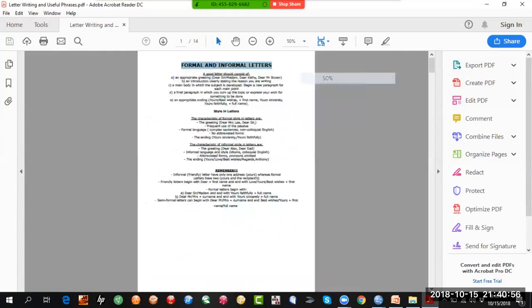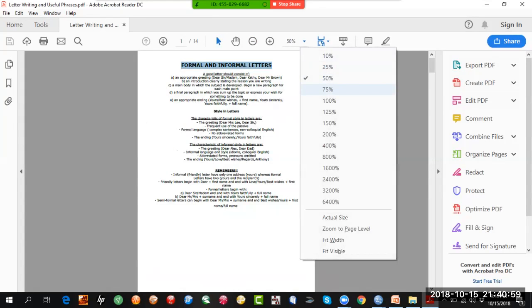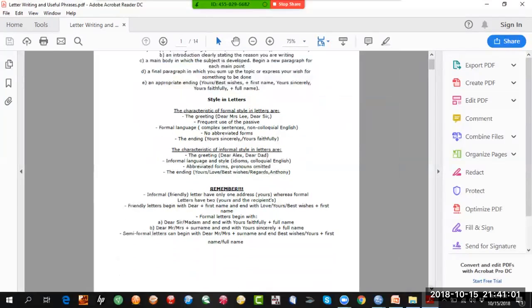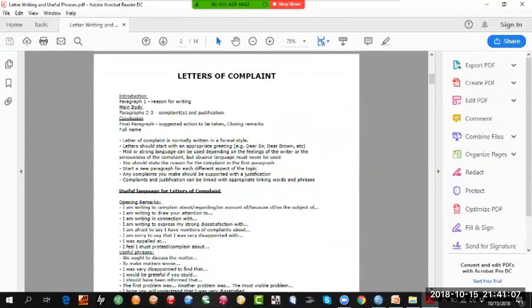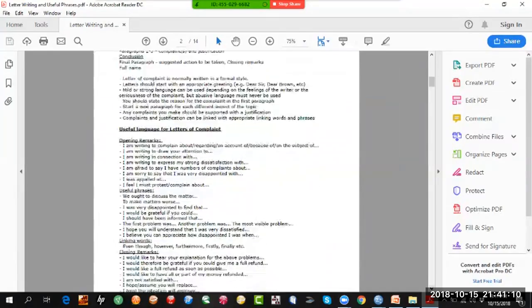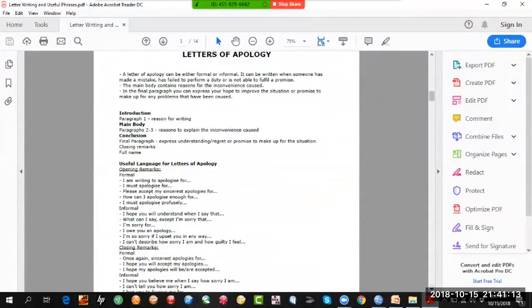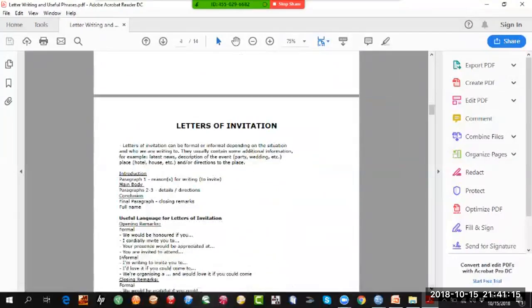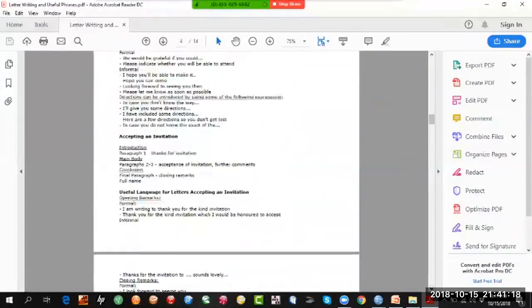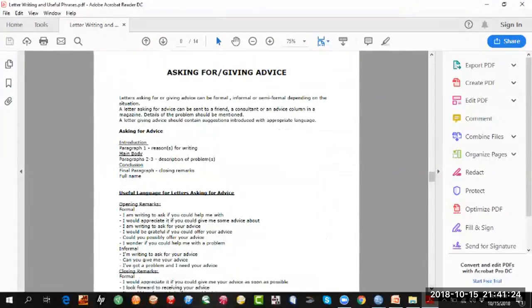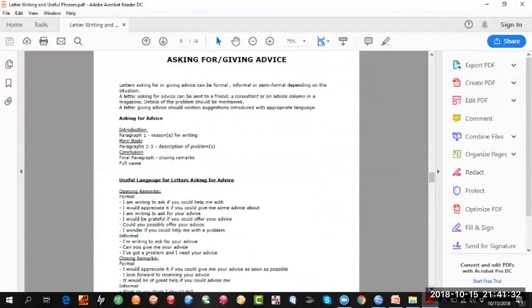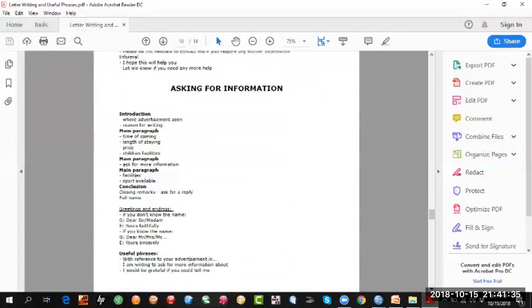But for the remaining pages, let me show you some points. Here, there are different types of letters, like letters of complaint, then letters of apology, then letters of invitation, and so on. Yes, sir. Okay, so up till page number 12, there are different types of letters which are given here. In these pages, what you have to do, I'll tell you shortly, but before that, I want to move to the end of this file.